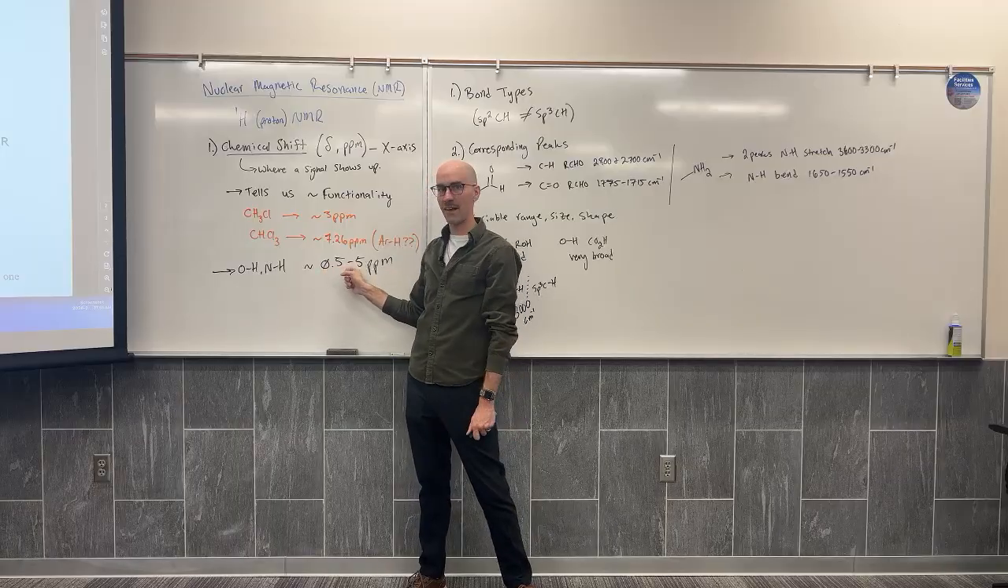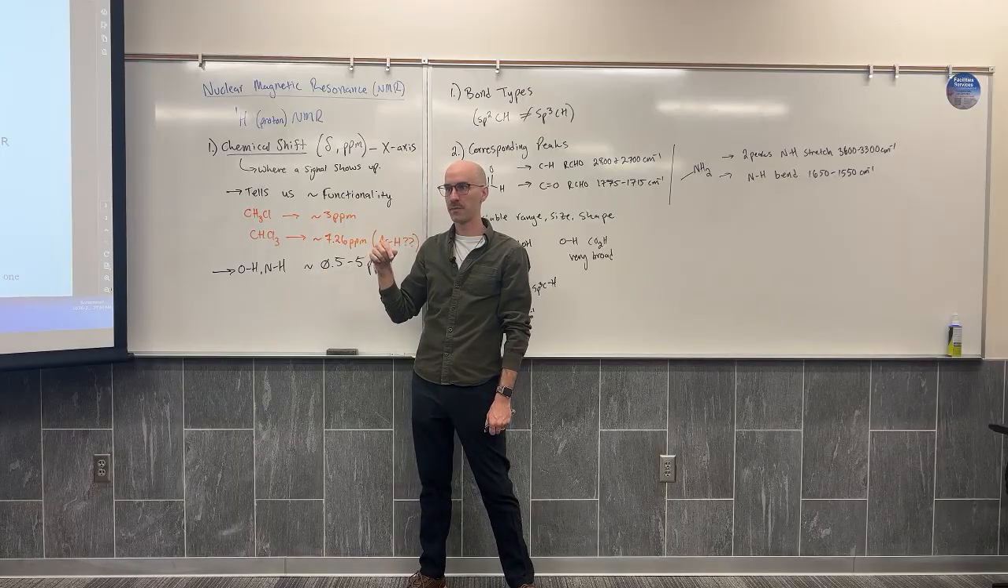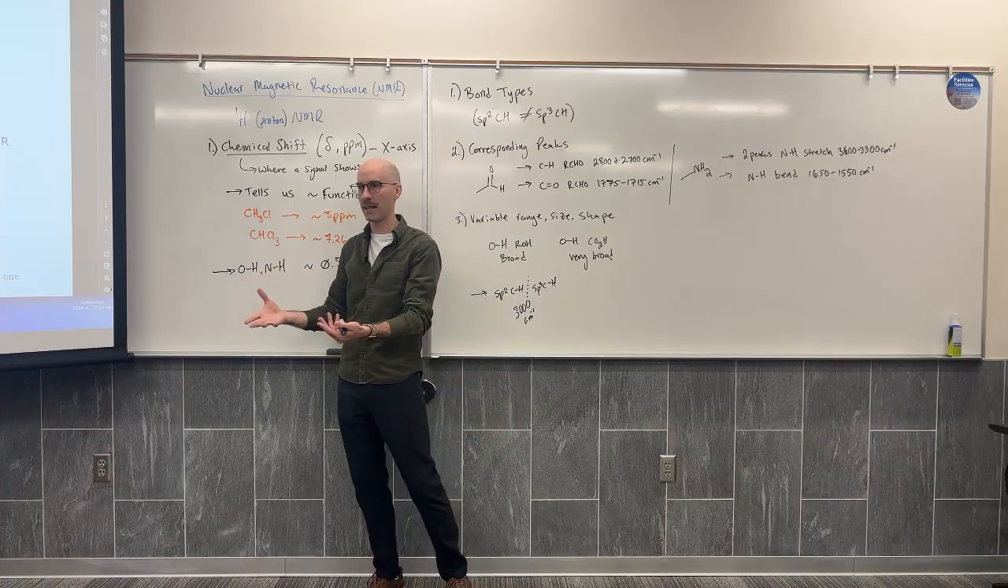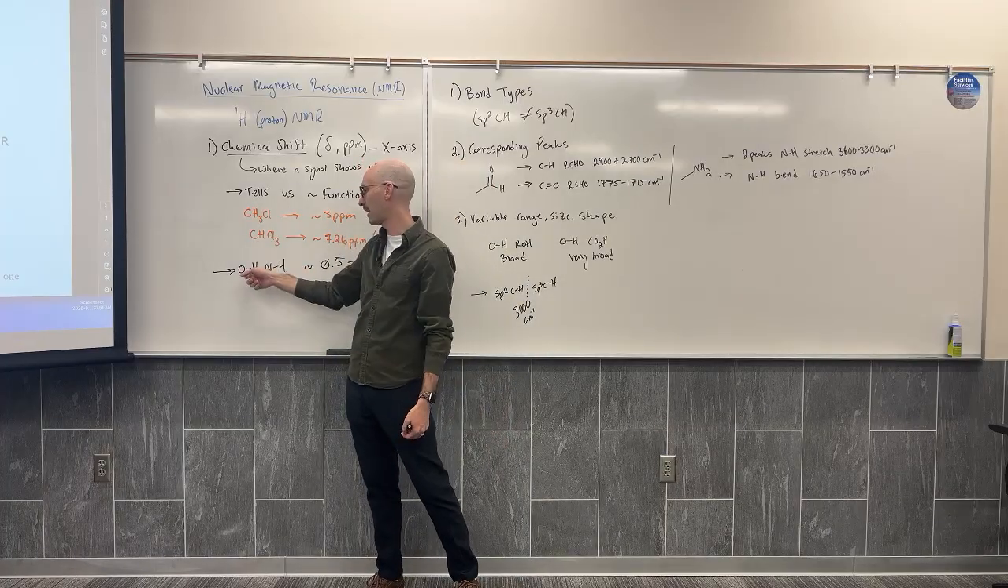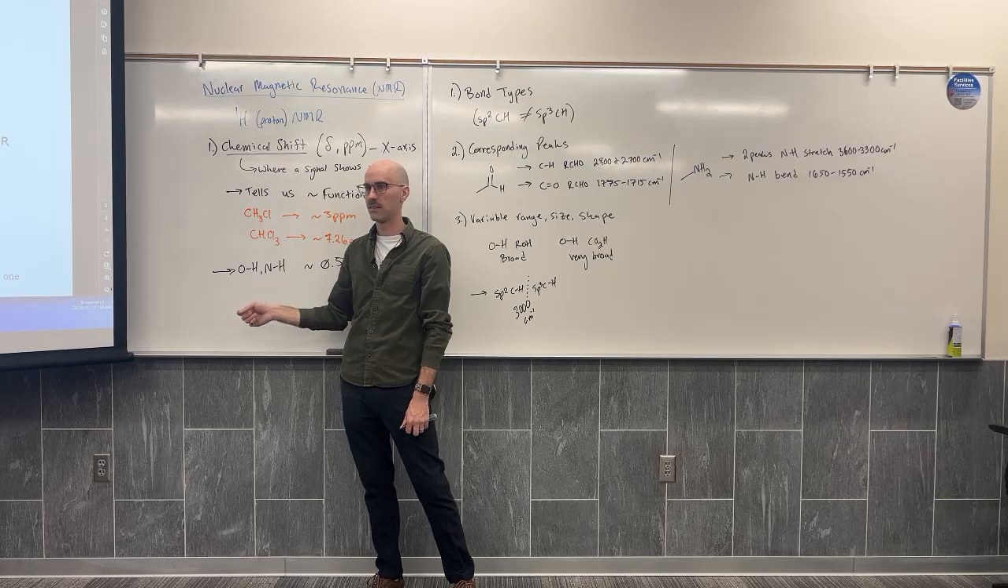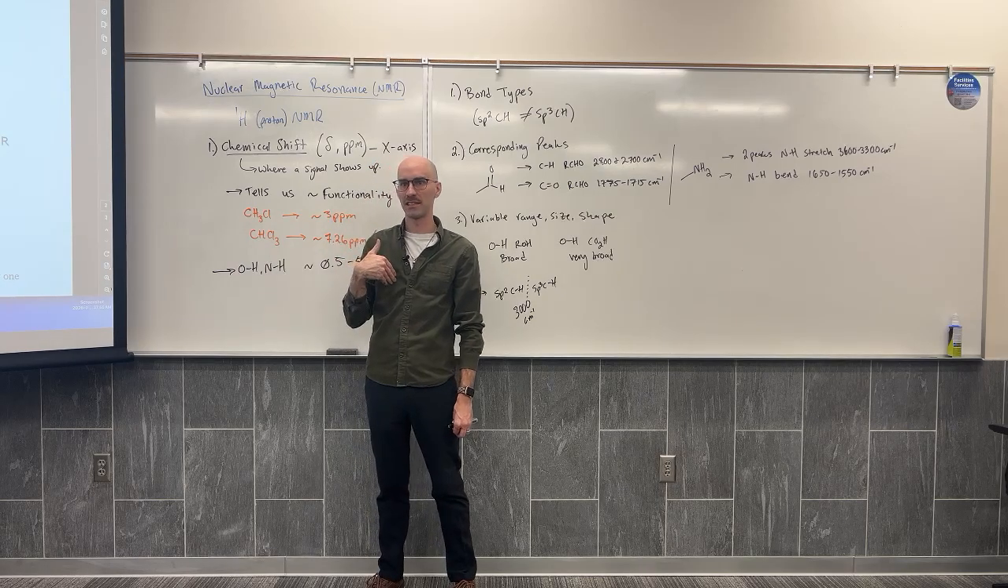In order for it to have a signal here, it would need to be shielded, despite being attached to an atom that should de-shield it. How would it get shielded again? It's going to have to receive electron density from something else.